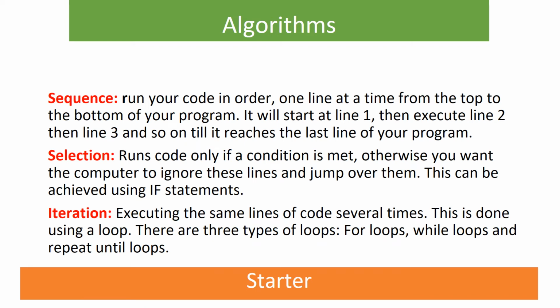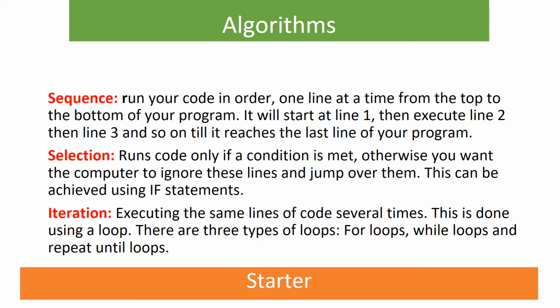There are three programming constructs: sequence, selection and iteration. A sequence will run your code in order, starting from the top and finishing at the bottom, usually starting with line 1 and executing all subsequent lines afterwards.